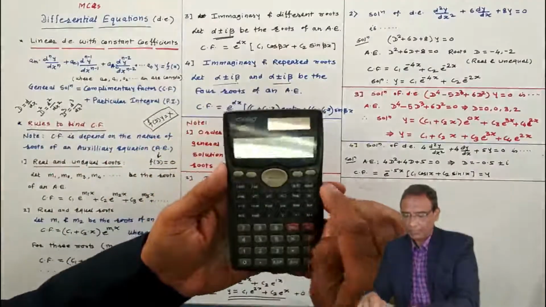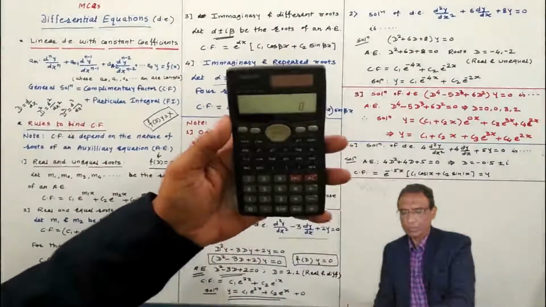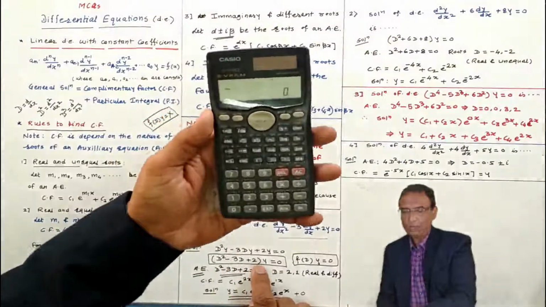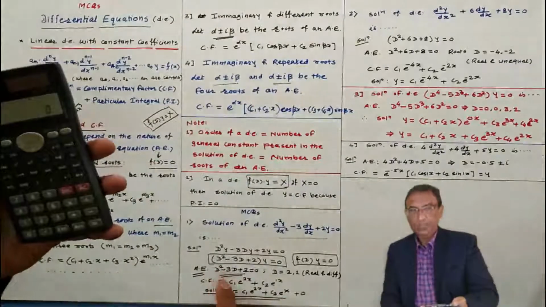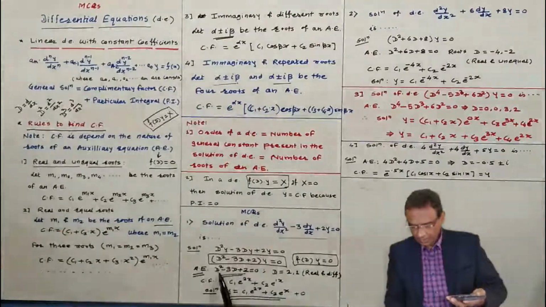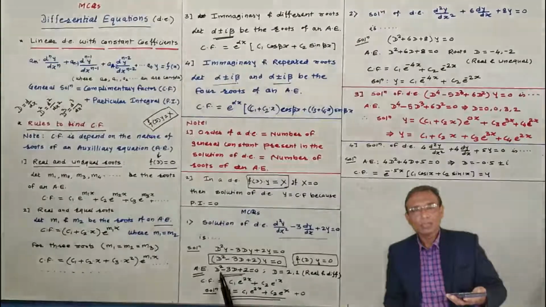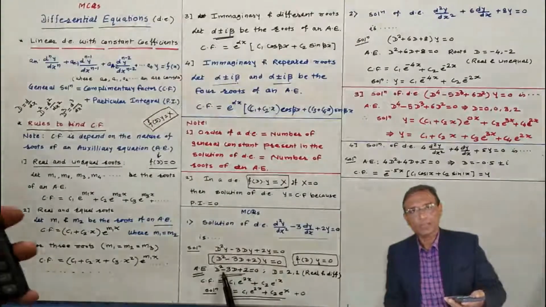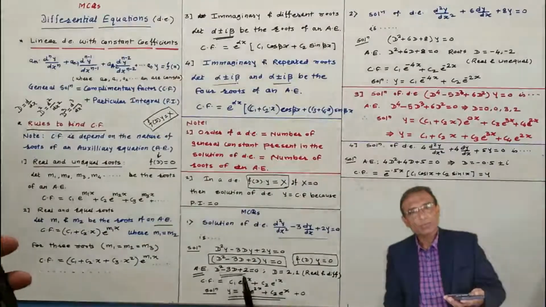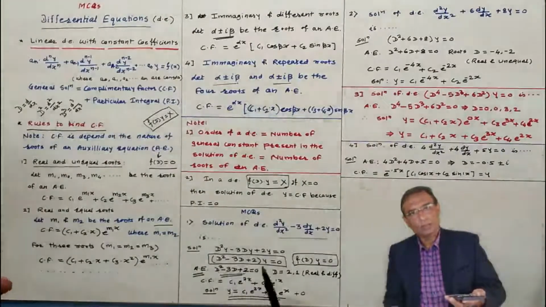See, if it is visible to you, I am going to switch on the calculator and enter d square minus 3d plus 2. This algebraic equation has degree 2. Therefore, there will be 3 constants to be entered in the calculator. If the degree is 3, there must be 4 constants. If the degree is 4, there must be 5 constants.